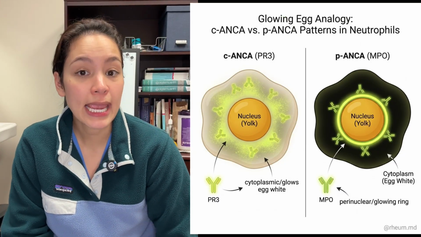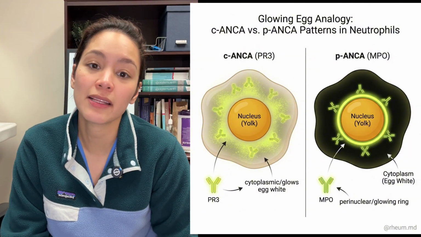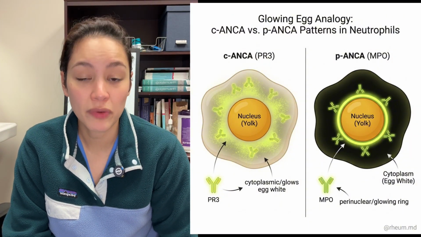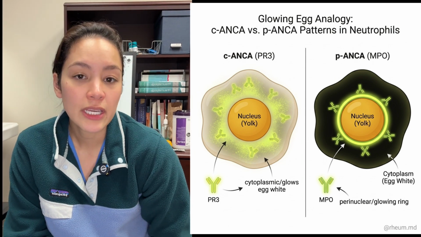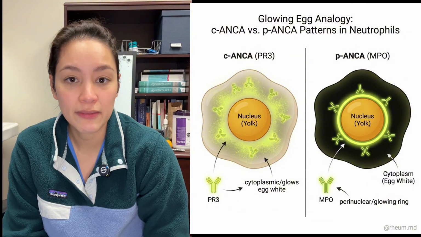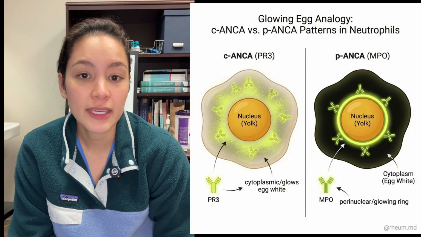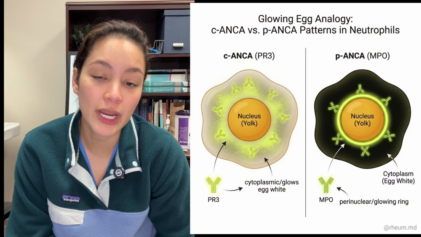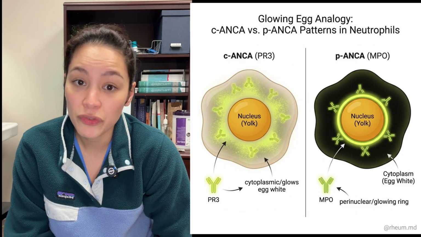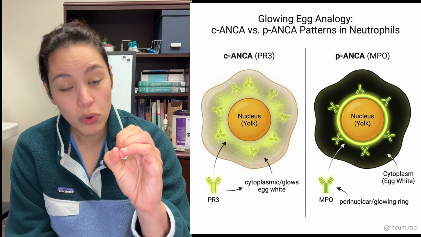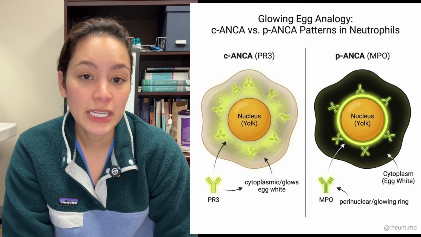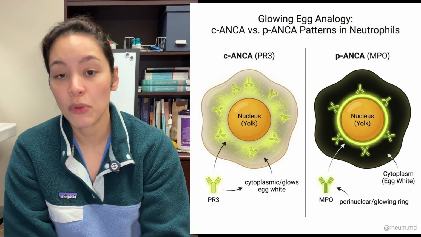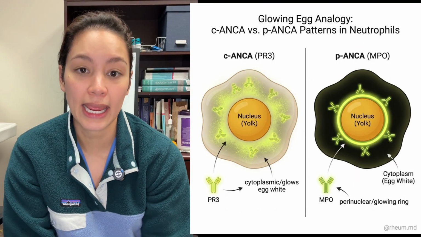Don't worry, I'm going to explain this to you. c-ANCA and p-ANCA refer to the patterns that the lab tech sees on immunofluorescence when they expose a neutrophil to the patient's blood. The difference comes down to where the target protein lives inside the neutrophil. This determines where the antibodies will cluster and glow. So imagine a neutrophil as a fried egg. You have the yolk, the nucleus, and the cytoplasm, which is the egg white surrounding it. Now imagine dipping that egg into a sample of the patient's blood that contains the ANCA antibodies.